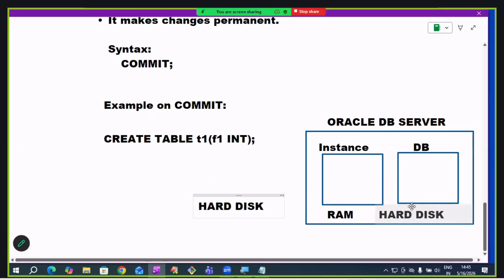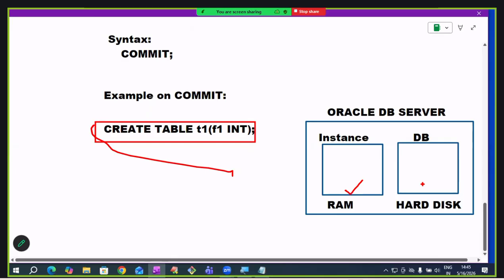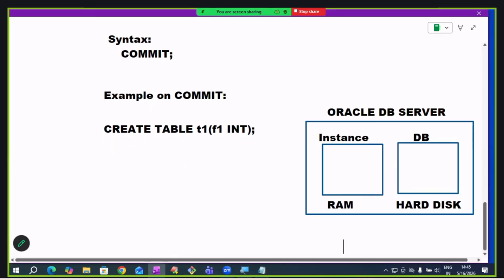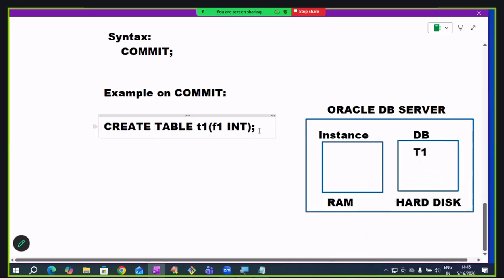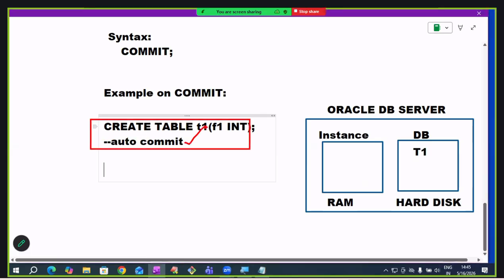Now you tell me. Here I am creating the table. Where will this table be created, in the instance or in the database? Where will it be created, sir? Database. In the database it will be created. Why is it created in the database? Is create an auto commit command or not? Create is an auto commit command, sir. Every DDL command is an auto commit command. Remember this. They designed it like that. Every DDL command is an auto commit command by default, and we cannot even change that behavior.